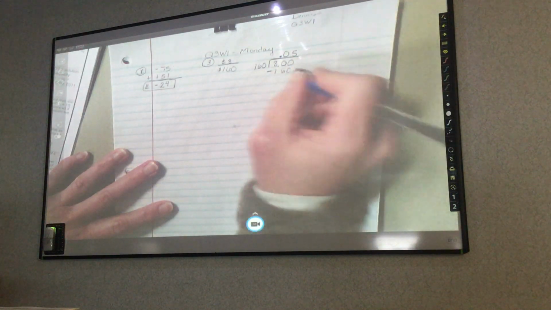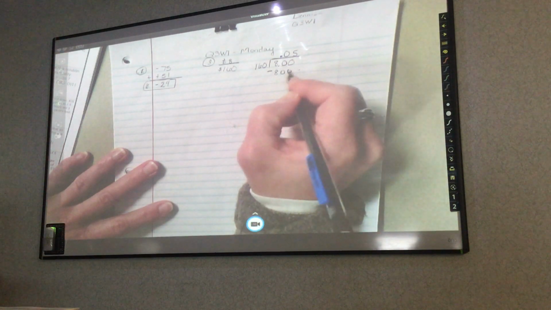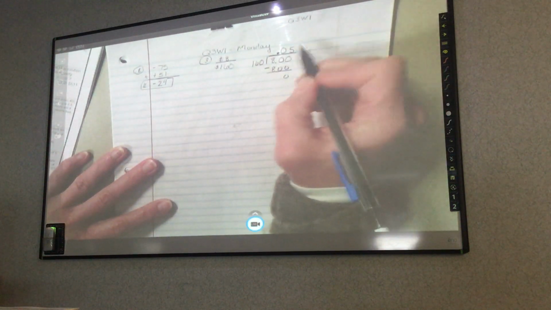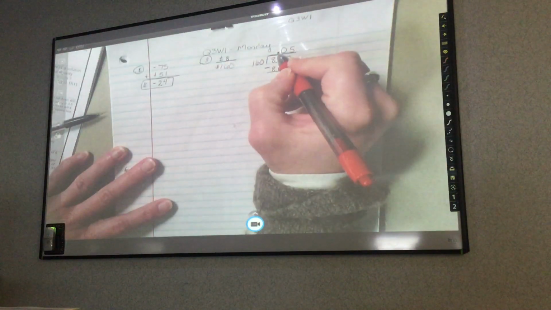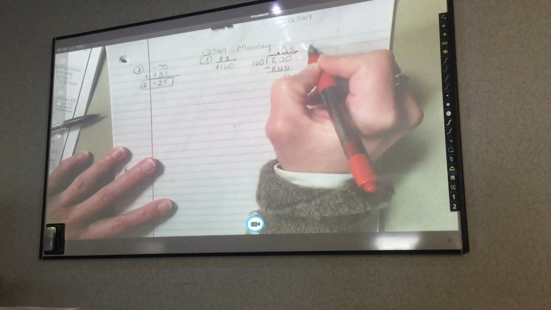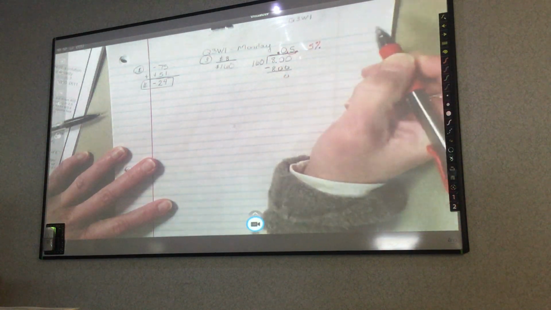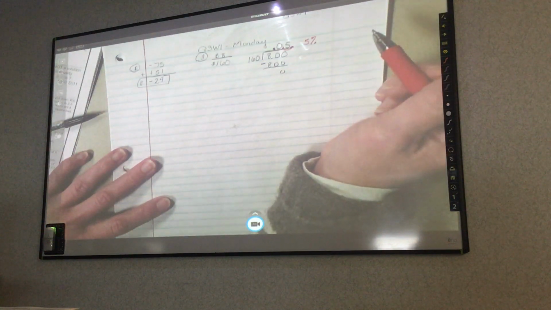Because 160 times 5 is 800. Then I take my decimal and I change it to a percent by moving the decimal place 2 places to the right, and I get 5% as my final answer. Are there any other ways that you guys have solved this?